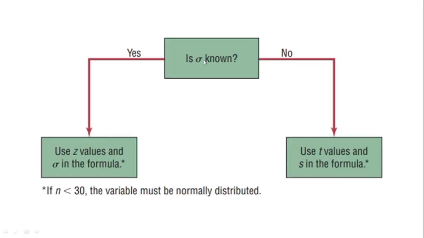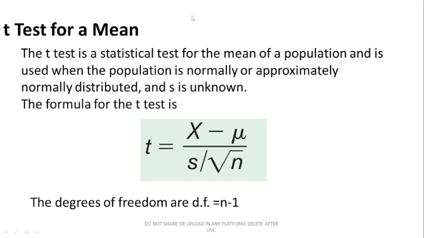If the population standard deviation is known, we will be using the z-test. But if the population standard deviation is unknown, we will be using the t-test. The t-test is a statistical test for the mean of a population and is used when the population is normally or approximately normally distributed and the population standard deviation is unknown.